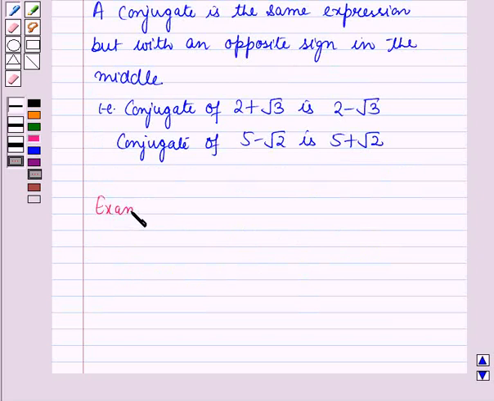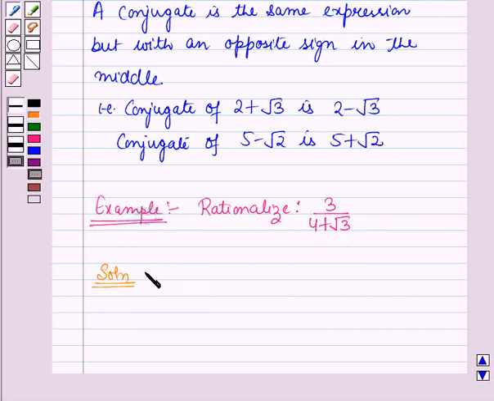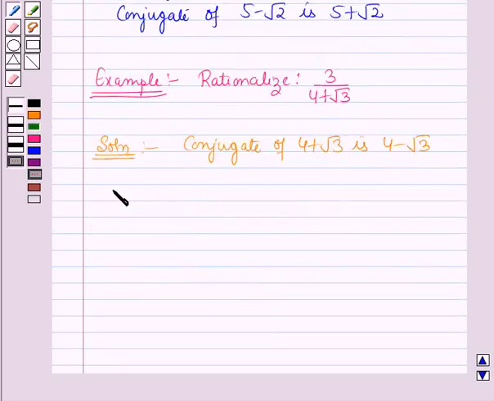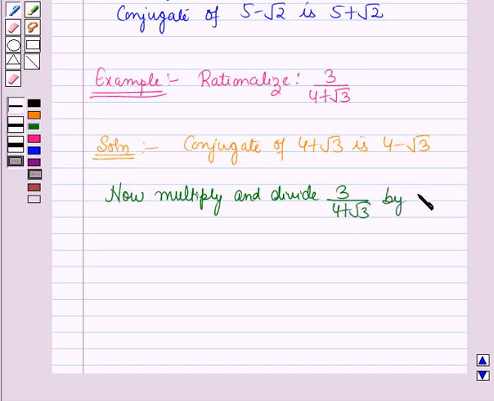Now let us discuss one example for this, which is: rationalize 3 over 4 plus root 3. Now I will start with the solution of this. Here, the conjugate of 4 plus root 3 is 4 minus root 3. Now, multiply and divide 3 over 4 plus root 3 by 4 minus root 3. We have 3 over 4 plus root 3 into 4 minus root 3 over 4 minus root 3.